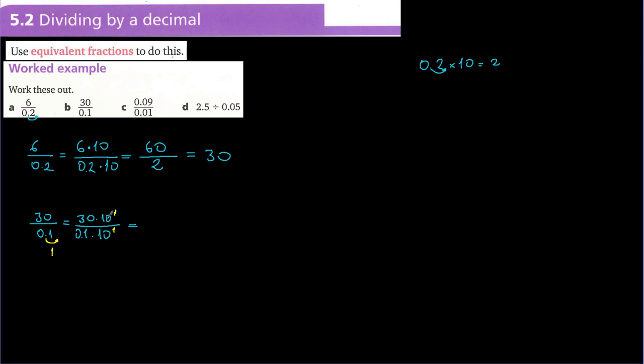That's going to be equal to 30 times 10, which is 300. 0.1 times 10, you are going to get rid of that decimal point, so you move 1 unit right and it becomes 1. That's why the answer is going to be equal to 300. Okay, let's do the same thing for the C1.